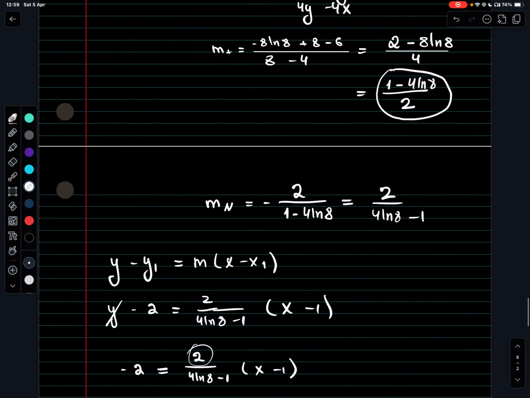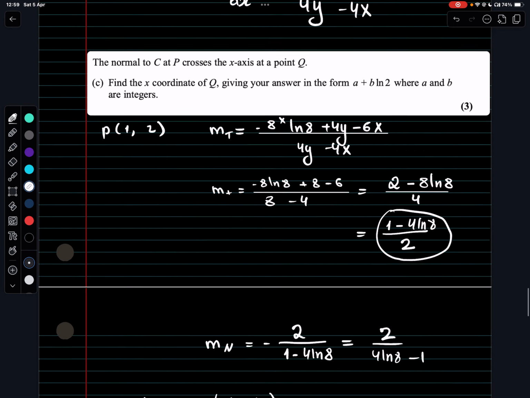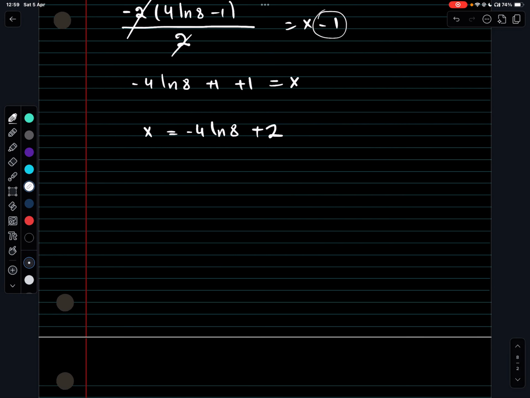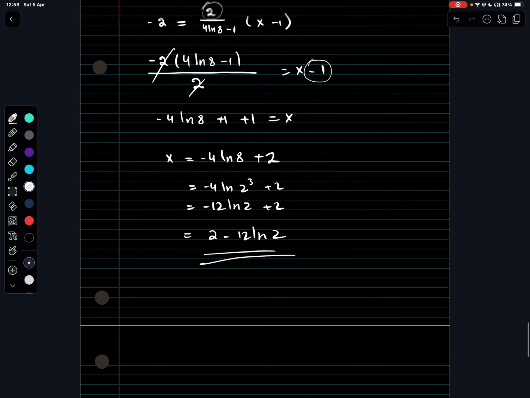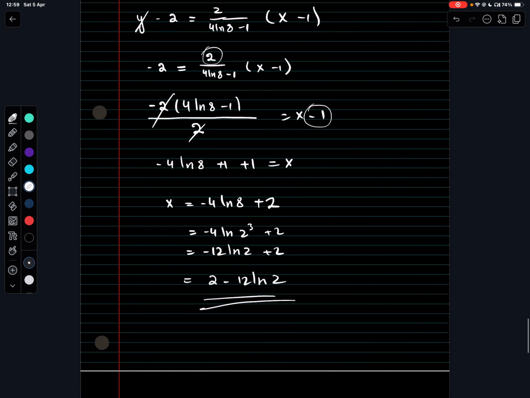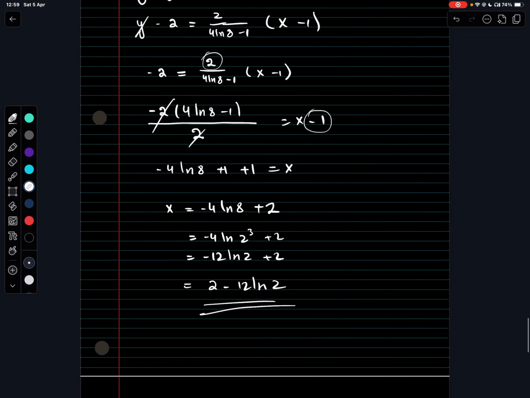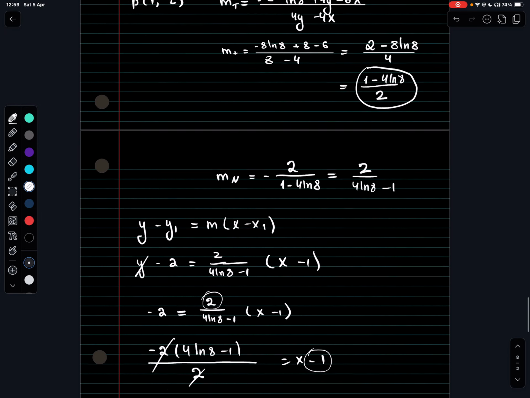There's one more thing we need to take care of: they say a plus b ln 2. As you can see, we have ln 8 here. All we gotta do is write this as 2 cubed, and then that's going to be negative 12 ln 2 plus 2. Let's write it as they wish. So that is the answer. This is the part that involves a lot of logarithmic manipulations. So if you're not good with logarithmic problems, you should first revise logarithms.